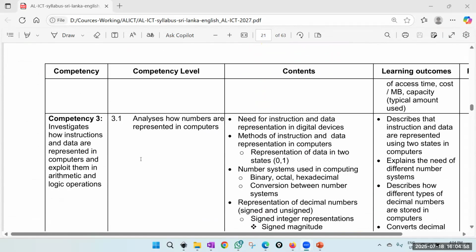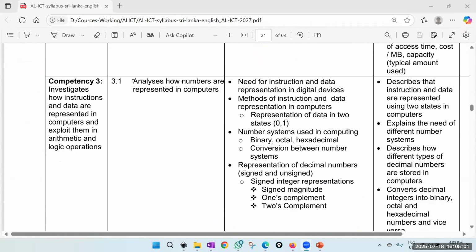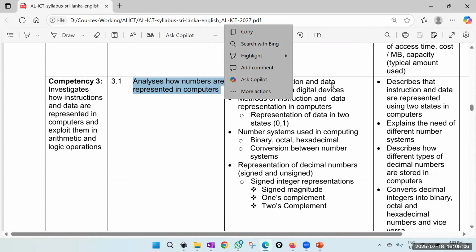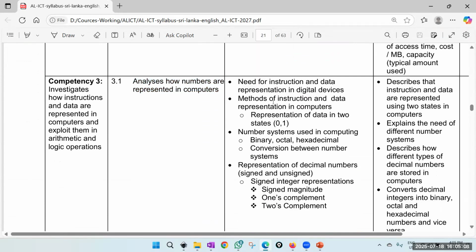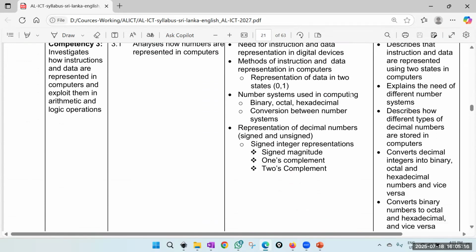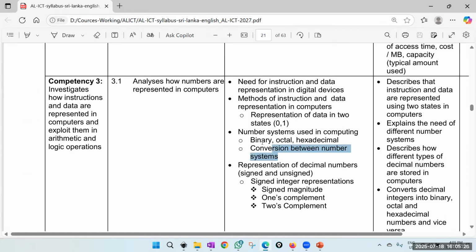Right. Into the topic three, part one, analysis of how numbers are represented in computer. Need for instructions and data representation in digital devices. Method for instruction and data representation. Representing data in two states, 0, 1. Number systems used in computing like binary, octal, hexadecimal. Conversion between number systems. Then representation. Actually, we are going to do only this part today. That is the number theory part.